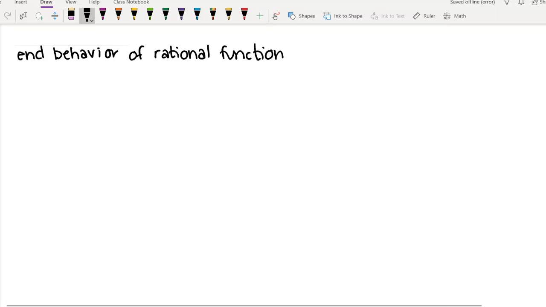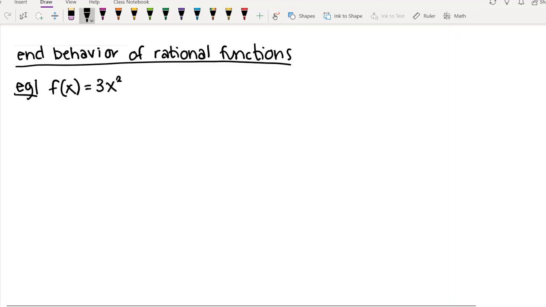So rational functions, just to remind you, those look something like, and we'll get to this example in a little bit, but one example would be something like (3x squared minus 5x plus 1) over (x cubed plus 2). So that's an example of a rational function.